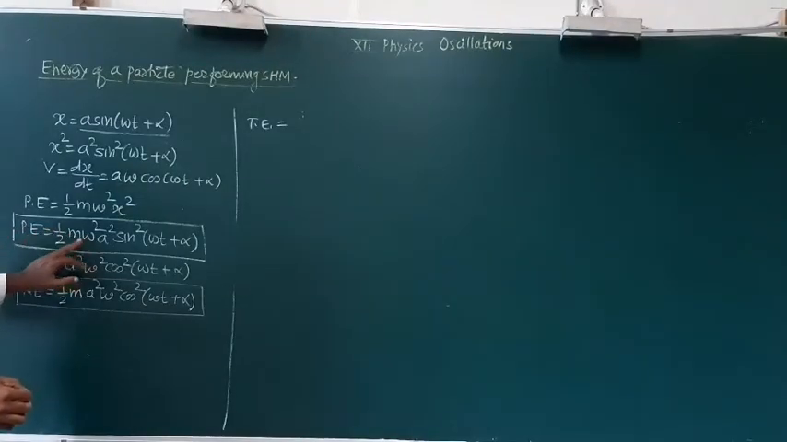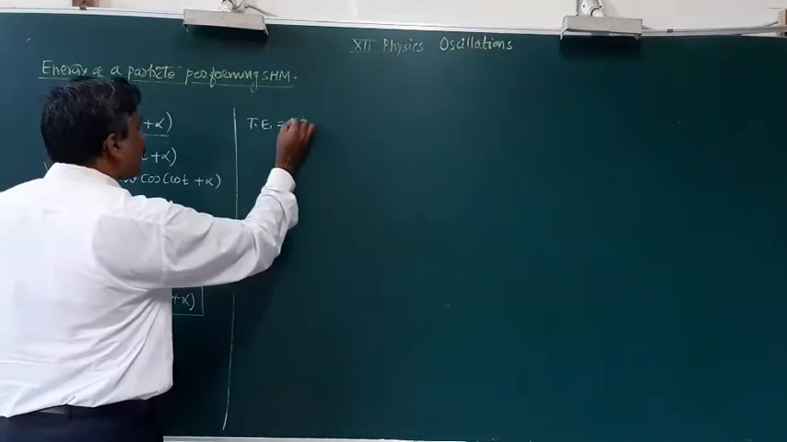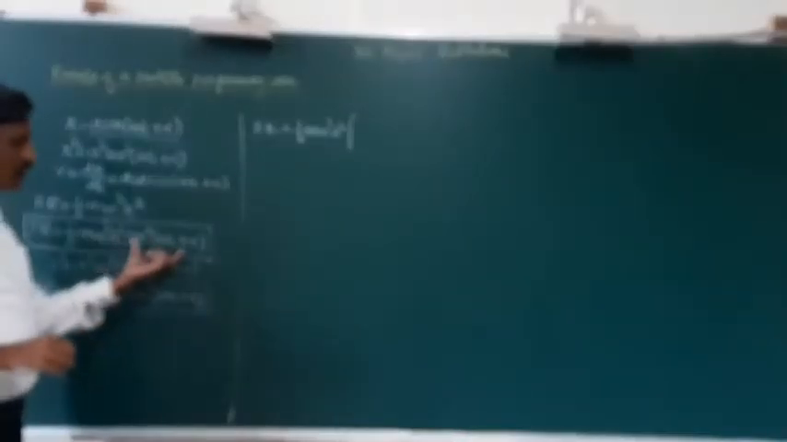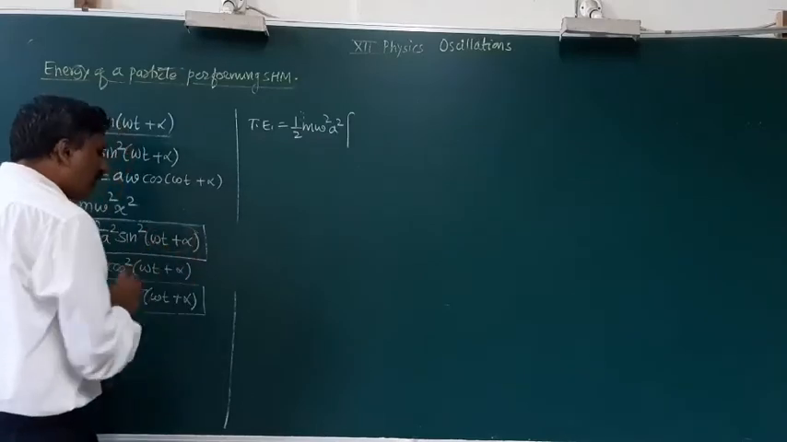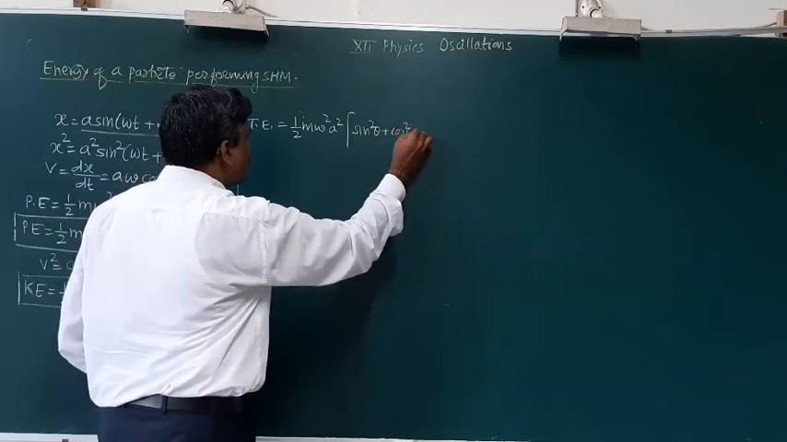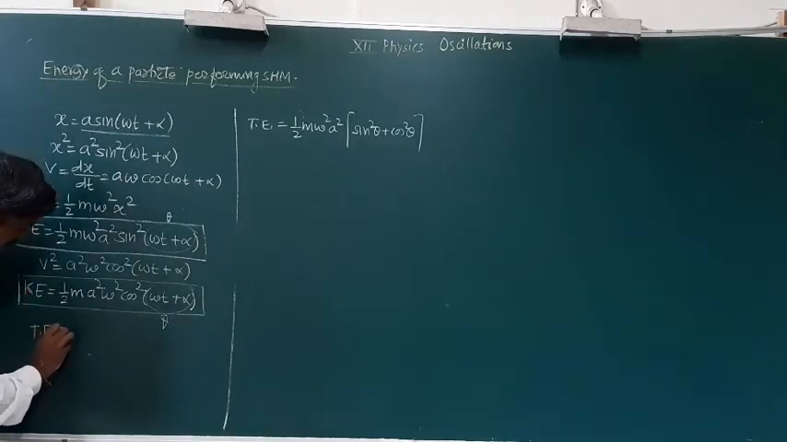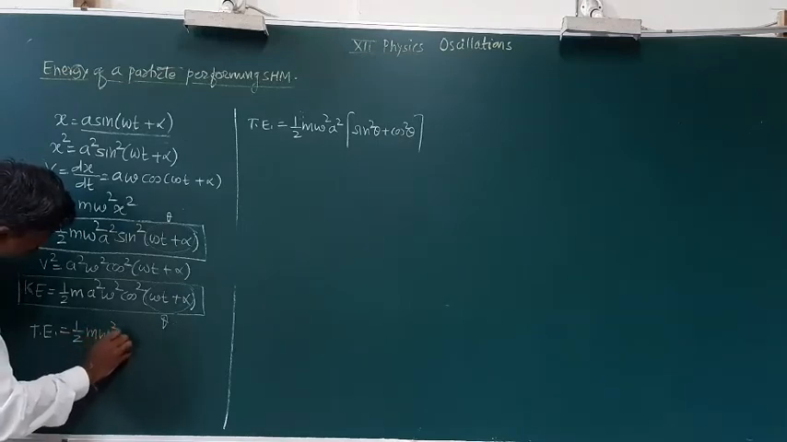Okay. Now total energy is nothing but what? It is the sum of potential energy and kinetic energy. Therefore, my total energy becomes half m omega square a square, taking it common, and the variable terms are sin square (omega t plus alpha) and cos square (omega t plus alpha). Let's substitute omega t plus alpha as theta. So in the bracket it becomes sin square theta plus cos square theta. What is sin square theta plus cos square theta? It is nothing but 1. Therefore my total energy becomes half m omega square a square.